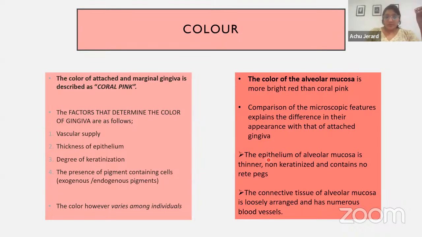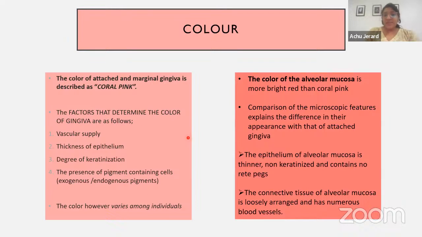Due to exactly the same reason, the color of attached or marginal gingiva is coral pink in a normal healthy state, whereas the color of alveolar mucosa is slightly to the brighter red side. Why? Because it is not keratinized, first of all. The color of the oral mucosa depends on the epithelial thickness, the degree of keratinization and underlying vascularity mainly. In the alveolar mucosa, the epithelium is thinner, there is no keratinization and it is highly vascular, so it appears brighter red in color.